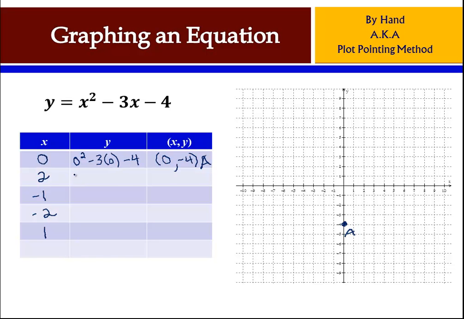For the second value, we're going to take 2 squared minus 3 times 2, subtract 4, and so I'm substituting in for the value x, the given value of x here in my table. 2 squared is 4 minus 6, -2, subtract 4 is -6. So if x is 2, y is -6, that will be our point B. 2 down 6.